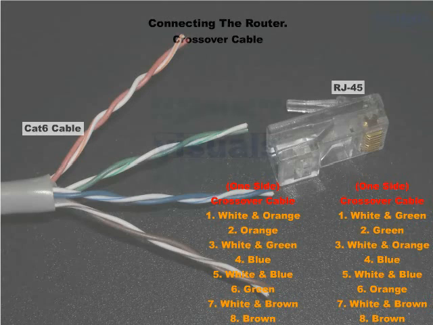Now the other side of the cable, you have to design in this way. There are a few changes. You can see at number 1 white green, number 2 green. There was orange but here you have to put green. Number 3 white orange. Number 4 would remain blue, number 5 will be white blue, number 6 orange, number 7 white brown, and number 8 brown. So one side would be like this and one side would be like this.